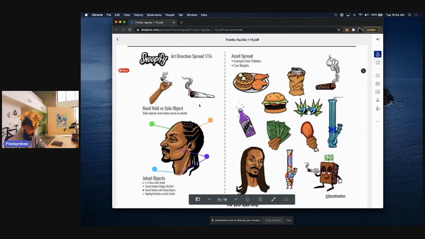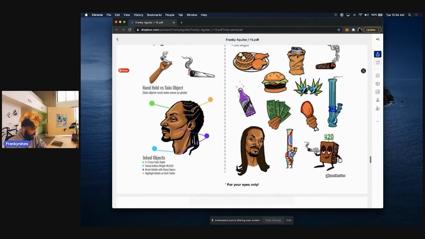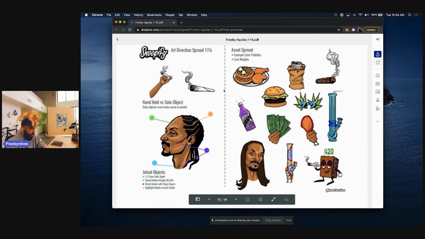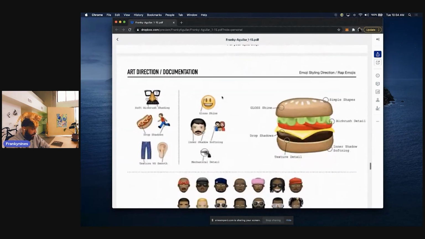These are the Snoopify assets. These are fun. This is more art direction, more definition. I worked with another artist on this, so I was more just organizing how the artwork needed to be put together.